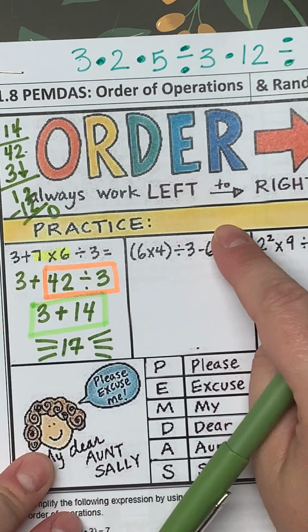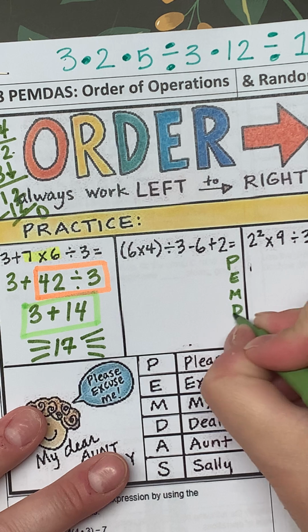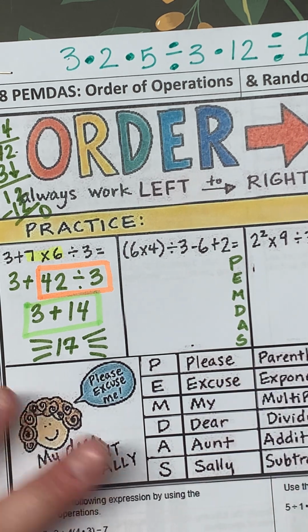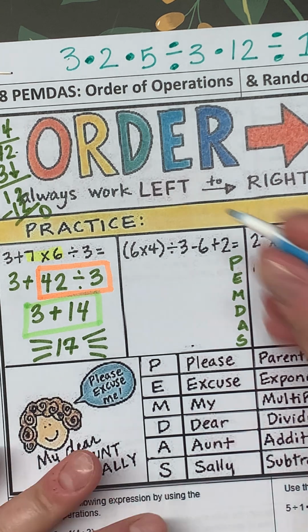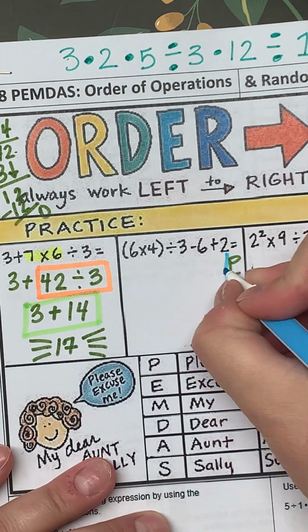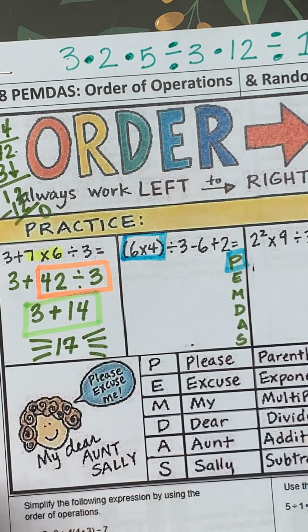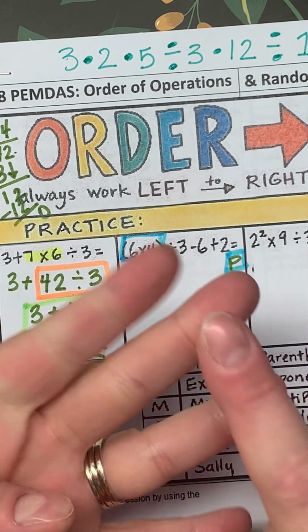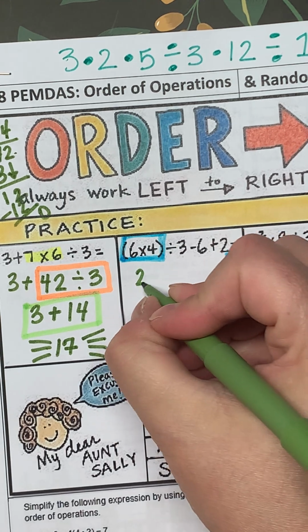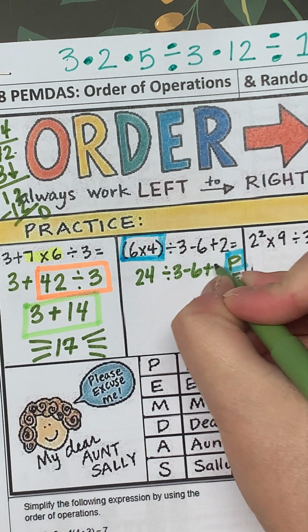Okay, let's look at this next sucker. If I write out the PEMDAS, let's see, is there anything inside parentheses? And there is stuff inside parentheses. The stuff inside these parentheses is 6 times 4. So let's do it. 6 times 4. 6, 12, 18, 24. Okay, 24 divided by 3, and then I'm going to write down everything else.